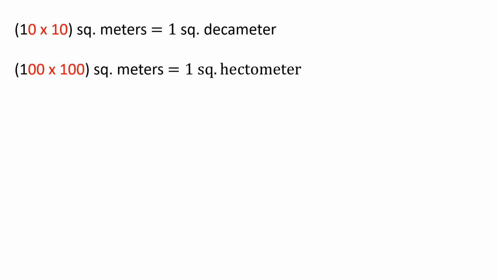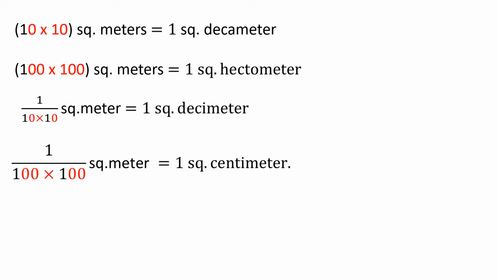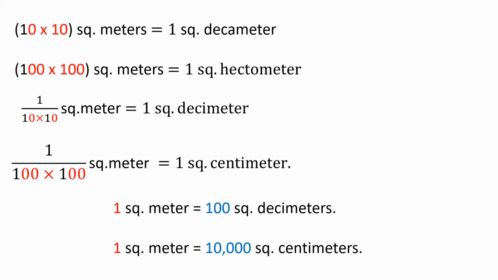Okay, so 1 divided by 10 times 10 square meters is 1 square decimeter, and 1 divided by 100 times 100 square meters equals 1 square centimeter. So 1 square meter is 100 square decimeters. I have written this from the third line. And 1 square meter equal to 10,000 square centimeters, I have written from the fourth line. So these questions are very much important for your MCQ exams.